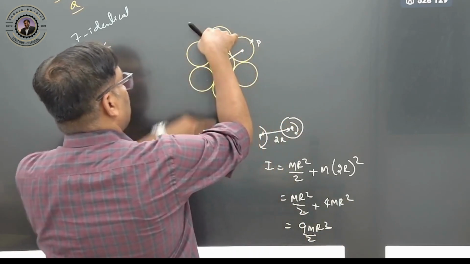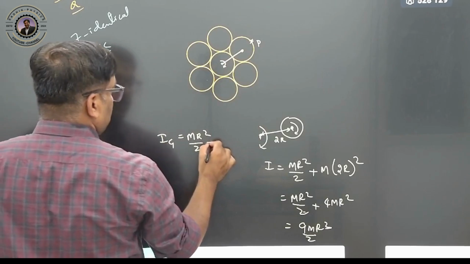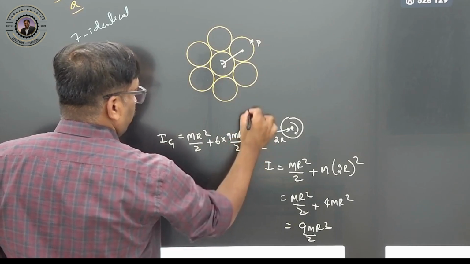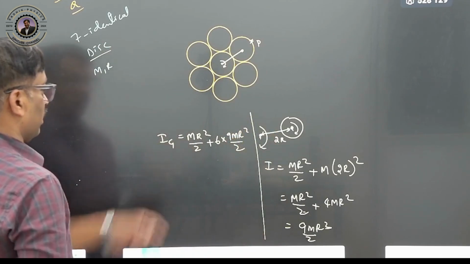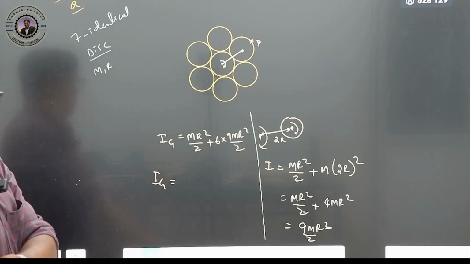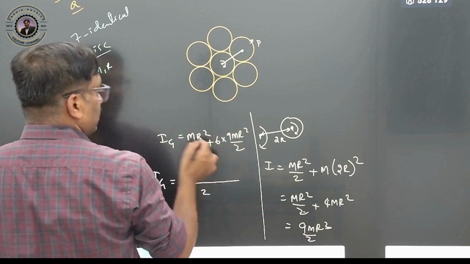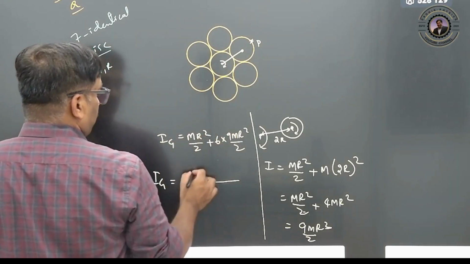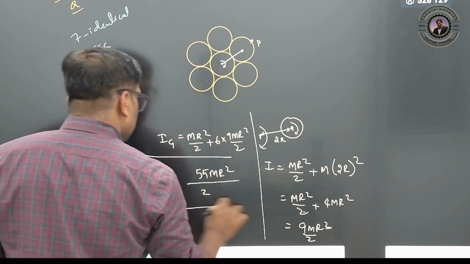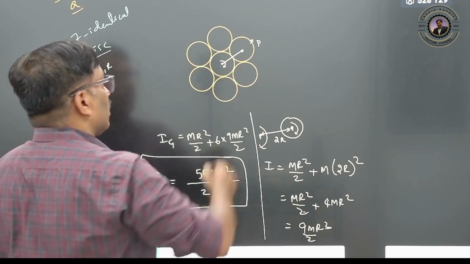For 1. Like that, how many are there? 1, 2, 3, 4, 5, 6. 6 are there. So it is 6 into 9 mr square by 2. Clear? So Ig is 9 times 6, that is 54, plus 1. Therefore it will be 55 mr square by 2. This is your Ig for this total system. But I don't want this one now. What I want to calculate is something else.